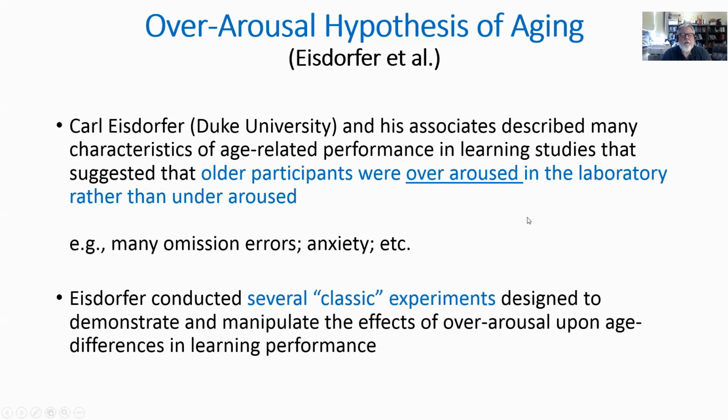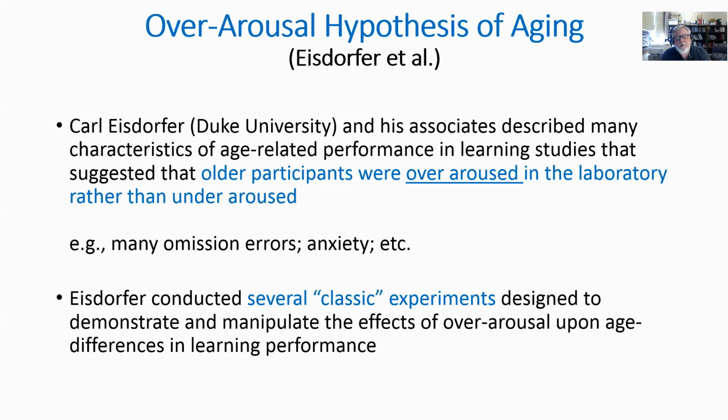However, a researcher at Duke University named Karl Eisdorfer and his associates described many different characteristics of age-related learning studies that suggested that, if anything, older people were actually over-aroused in the laboratory evaluation setting rather than being under-aroused. And they saw signs of anxiety. They saw high proportions of omission errors in their learning data, and that's not only associated with pacing effects, but also associated with anxiety and over-arousal.